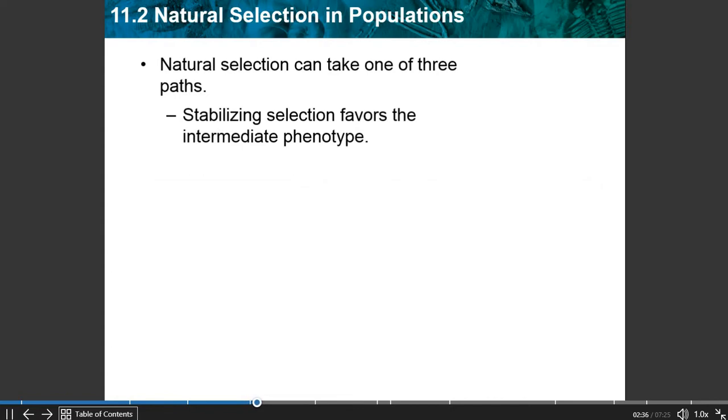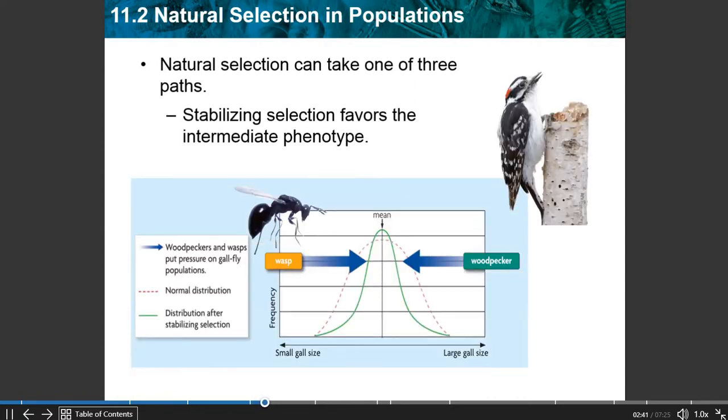Another is stabilizing selection. Stabilizing selection favors the intermediate groups. So what you end up seeing here is that the middle of the graph is the best suited. So the average is the best suited, and you're going to see that bell curve narrow down, and that population is really only going to have the middle-of-the-road individuals.